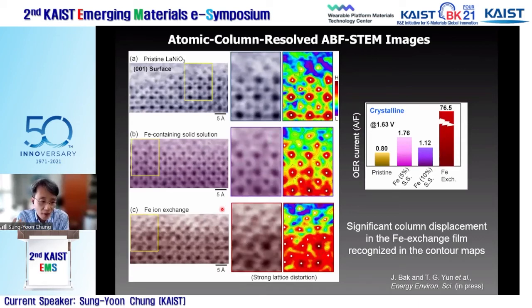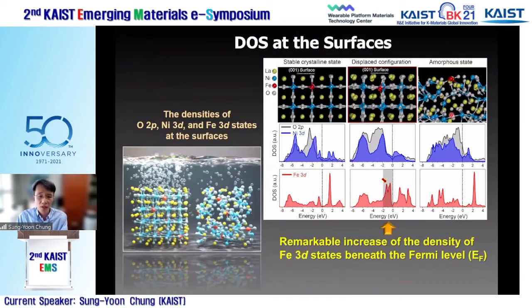The ABF shows the same message in the pristine and ion exchanged samples. Strong distortion is always consistently observed, and compared to the solid solution, which is an equilibrium state, the ion exchange gives strong distortion even though the composition is the same. The strong distortion always accompanies exceptional activity in this series of examples. So the crystal structure has a very strong correlation to the variation of the electronic state.